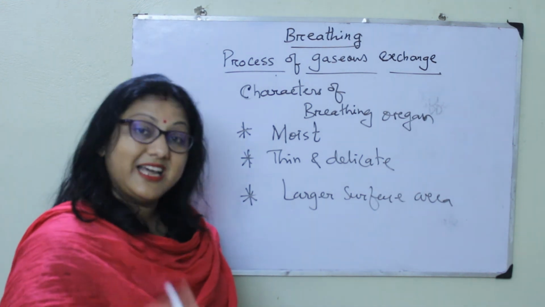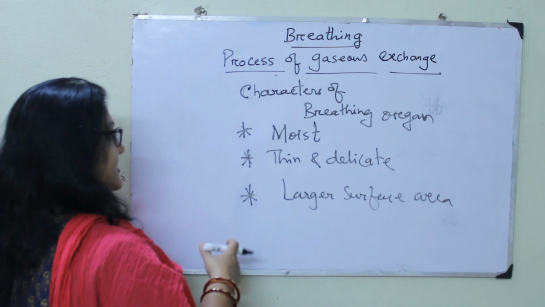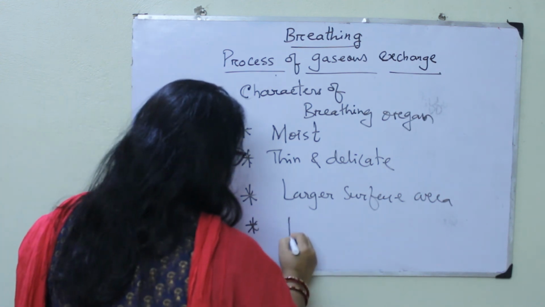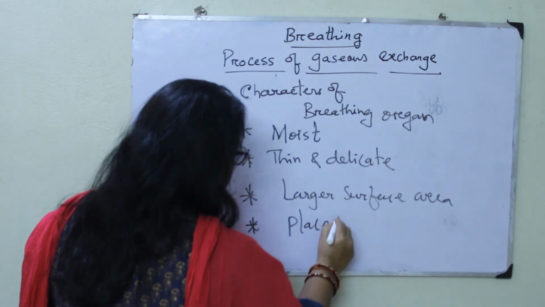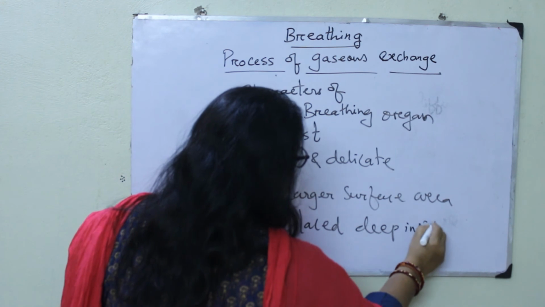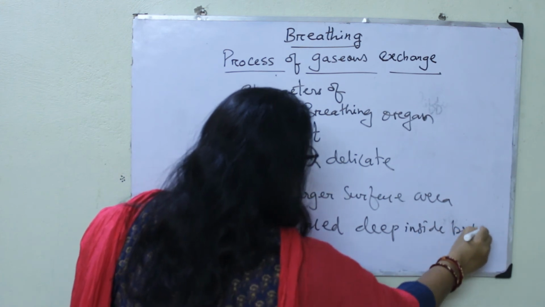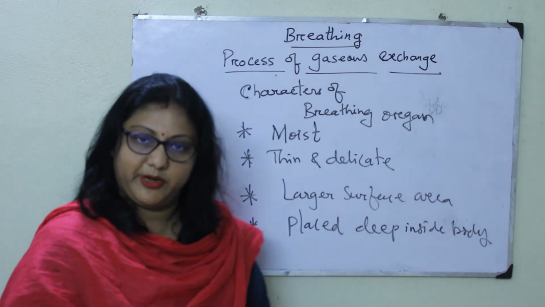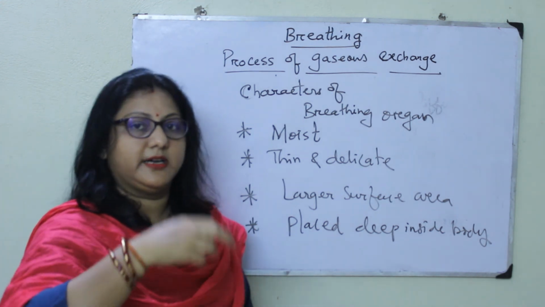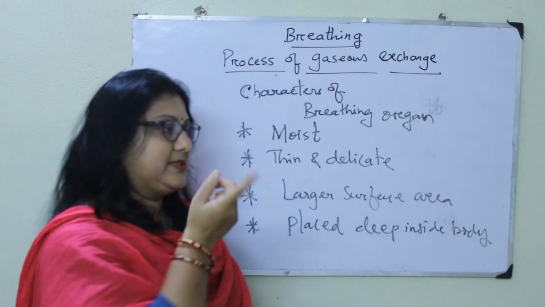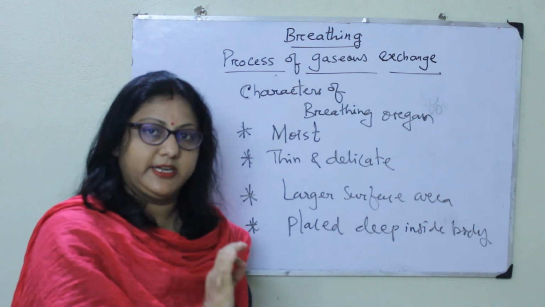It should be moist all the time, and it should be thin and delicate. As it is thin and delicate, it has to be placed deep inside the body to provide protection, right? So these are the 4 properties that a breathing organ must possess. Whichever is the breathing organ, it must possess all these 4 qualities or characteristics.